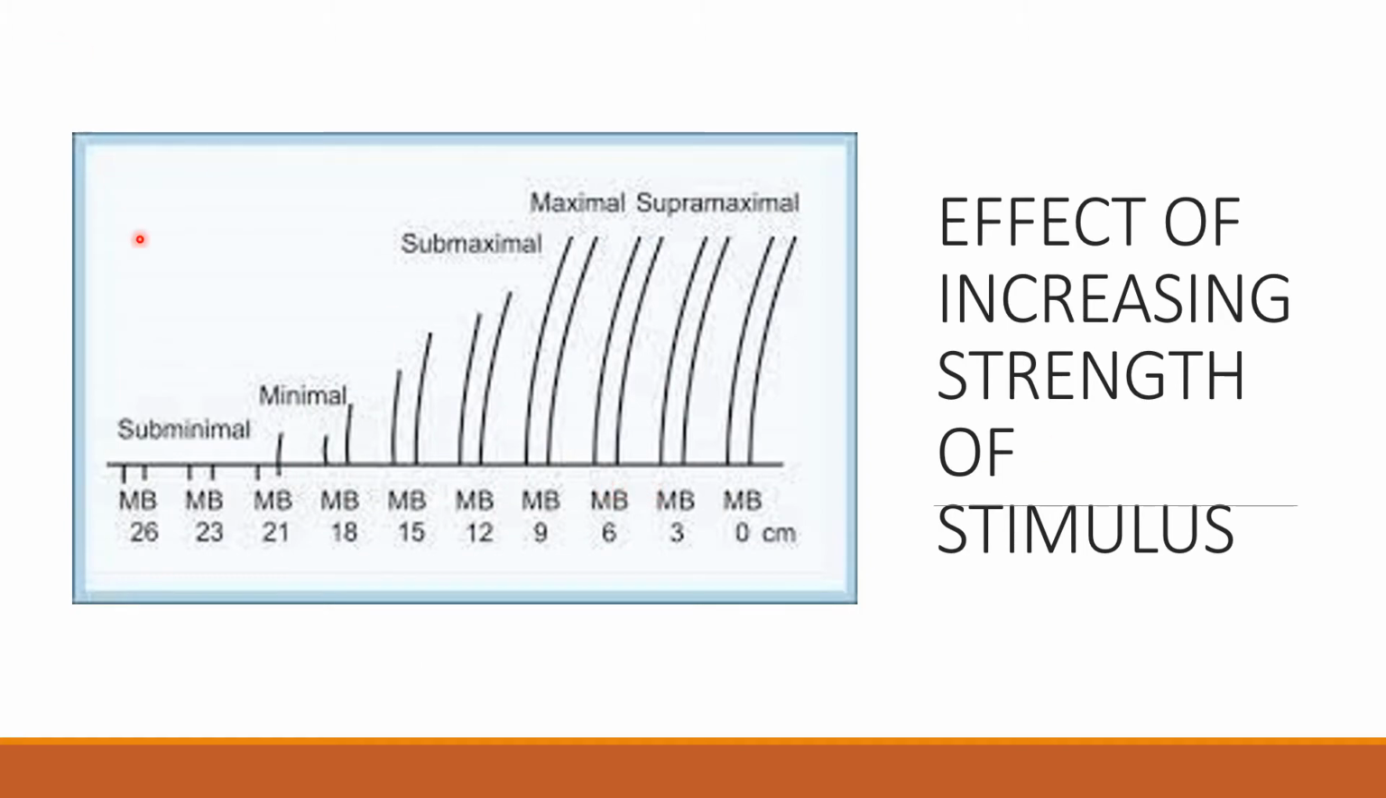And the next graph is effect of increasing strength of stimulus. So this is the most important concept. Only one concept you should remember here. So what is happening as you increase the strength of stimulus. Okay, so as you increase the strength of stimulus, what is happening here, you can see the height of contraction.